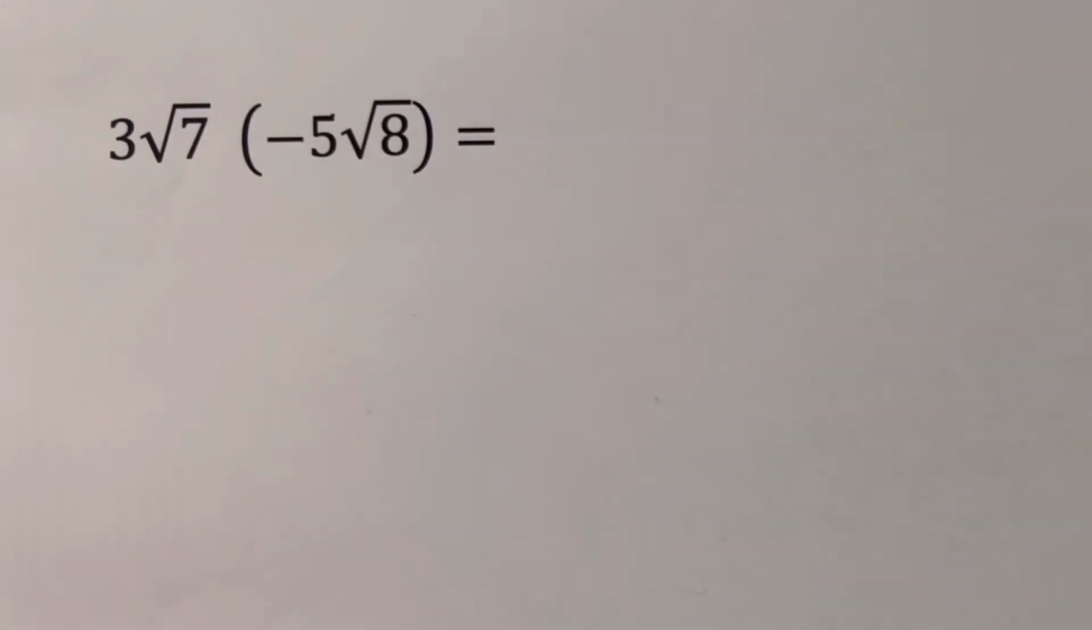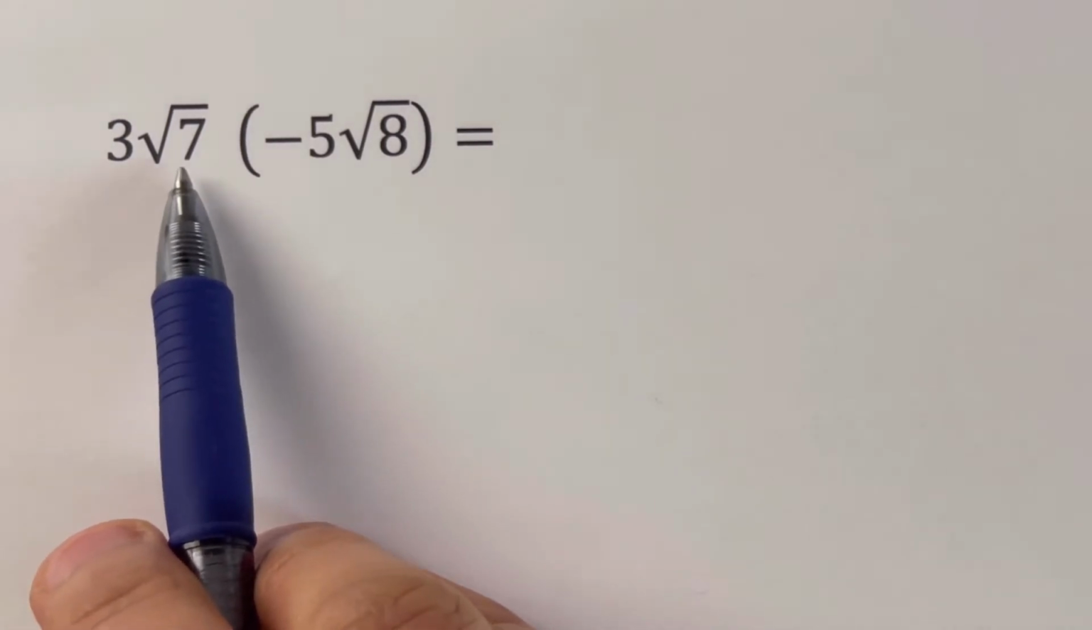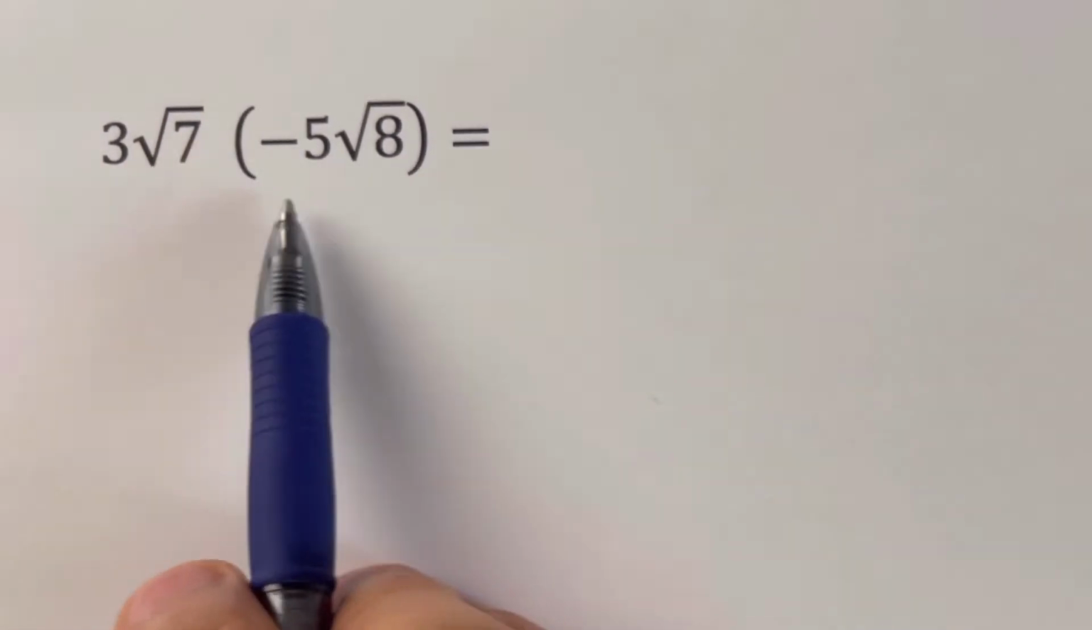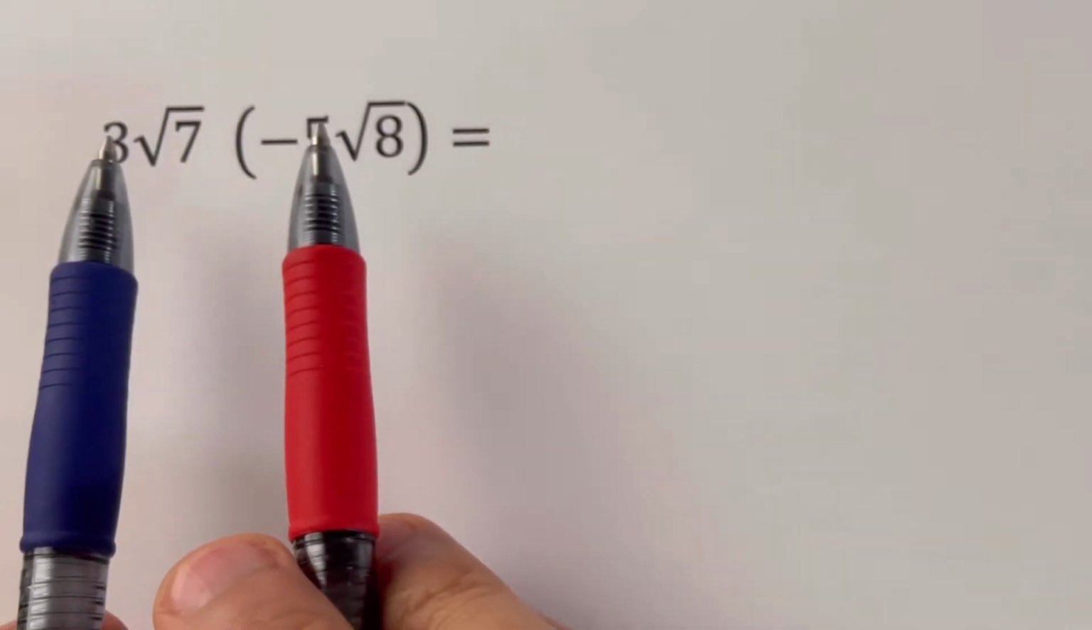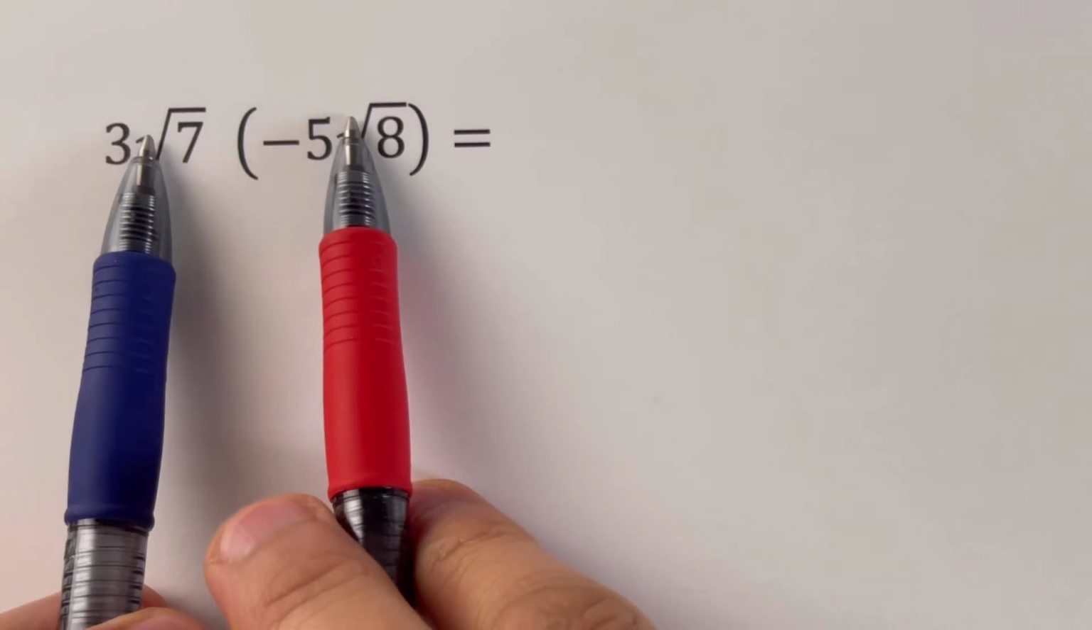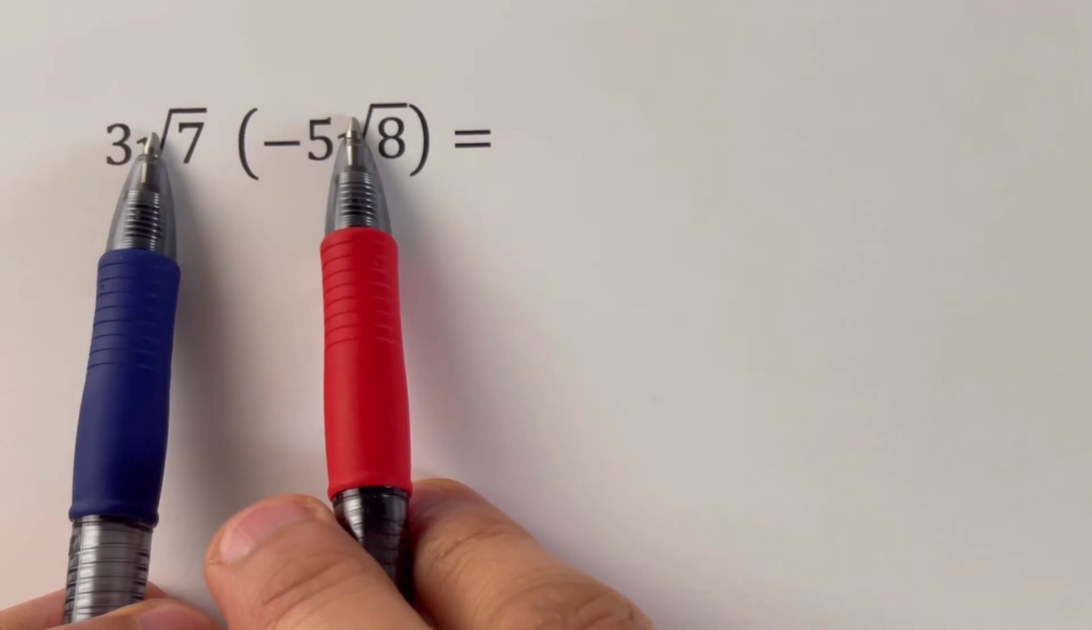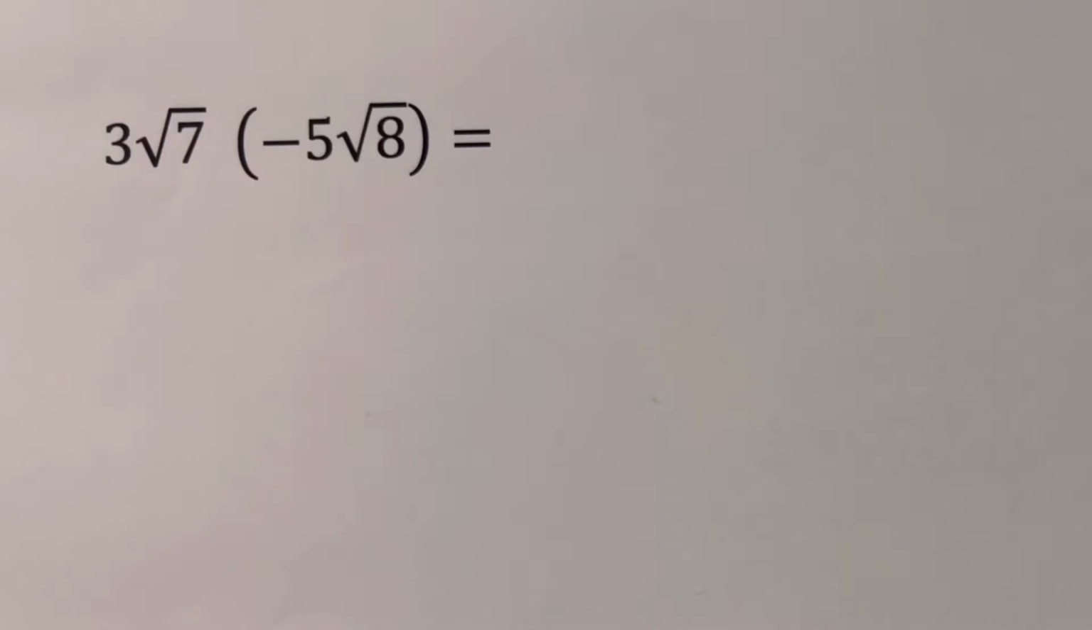In this example, we're supposed to multiply 3 square root of 7 times, the parentheses tells us that it's multiplication, negative 5 square root of 8. So we have to look at their indices, and their indices are the same. It's invisible too because it's square root. So then we can go ahead and multiply them together.